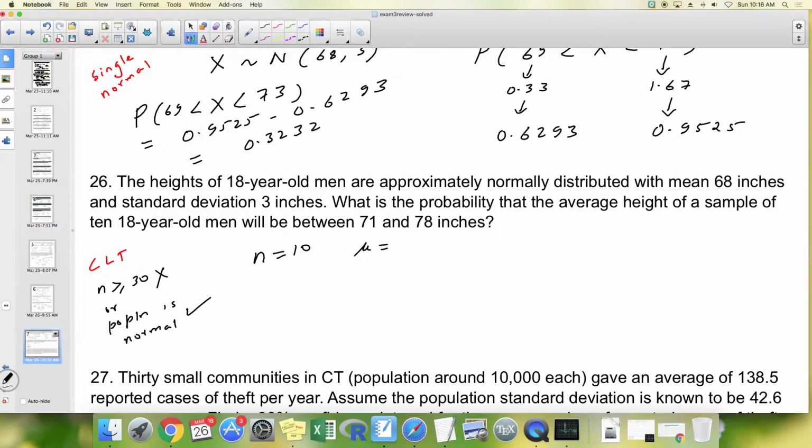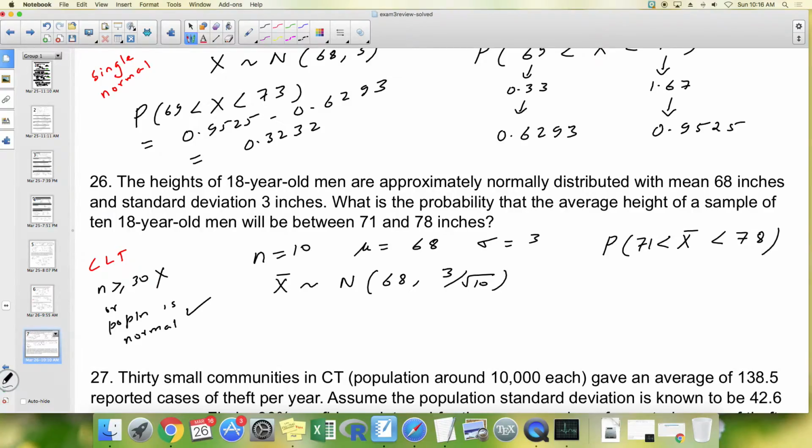So mu is 68 and sigma is 3. So x bar follows normal with mean 68, standard deviation sigma by square root of n. We need probability x bar lying between 78 and 71. Obviously find the z-score for both. So it's 78 minus 68 divided by 3 by square root of 10, and this is 71 minus 68 divided by 3 by square root of 10.